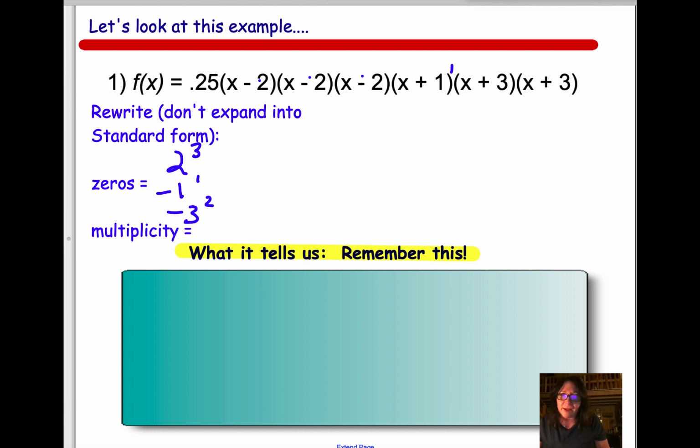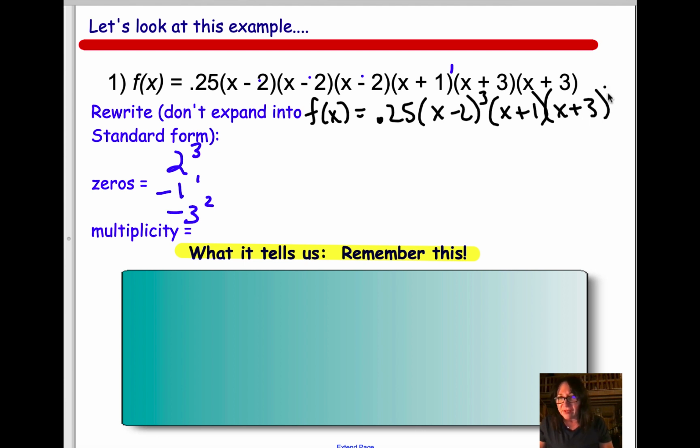So if I were to rewrite this like they asked me to, I would go f of x is equal to 0.25 times (x minus 2) to the 3rd power times (x plus 1) to the 1 power, and then (x plus 3) to the 2nd power. So let's see, 2, 3, 4, 5, 6. Again, this is x to the 6th power. If this is positive, my end behavior is up, up. And so I have 3 2's that are zeros.